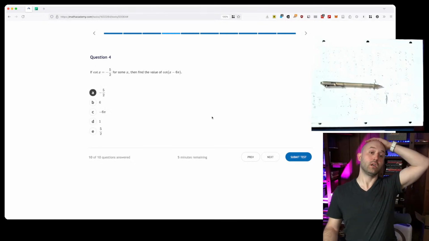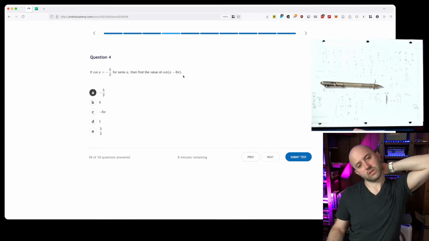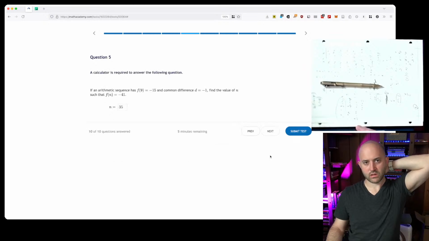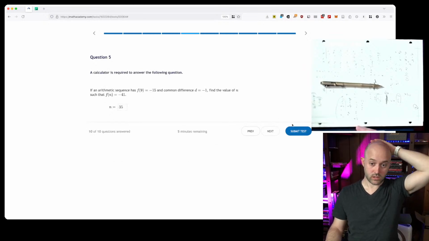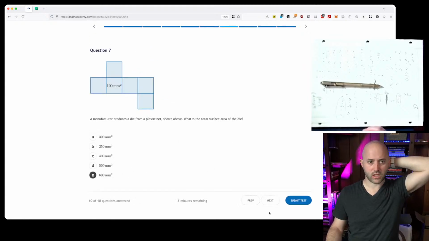5 minutes left. Cotangent for some x. Find the value of cotangent. Not doing anything special to cotangent here besides shifting it by 6 pi, which is 2 pi. So I'm going to just leave it the same as this. This is the 26 one, where I feel pretty good about. There is no correlation on this plot. It's a die from this plastic net. Surface area is 6 times 100, so it's 600.